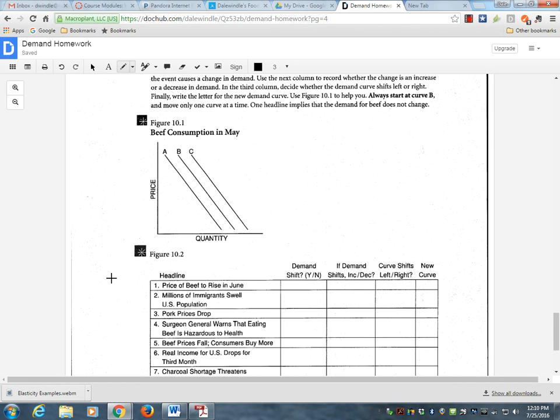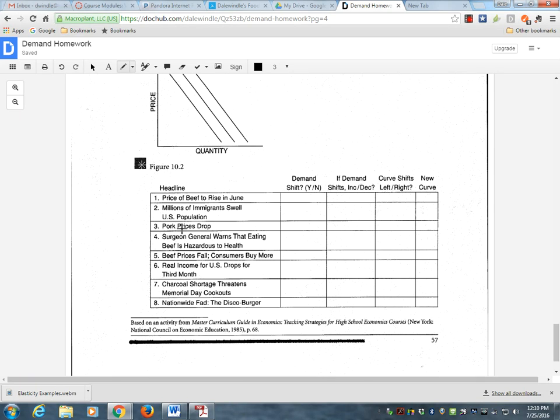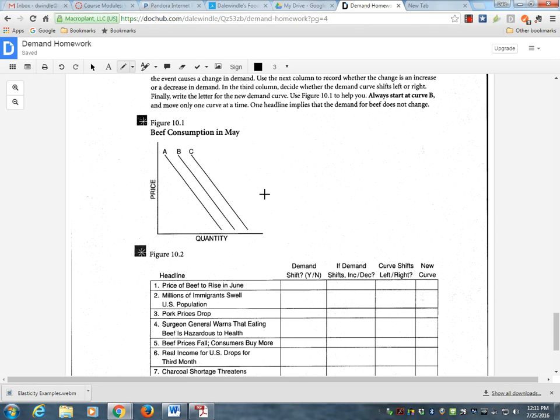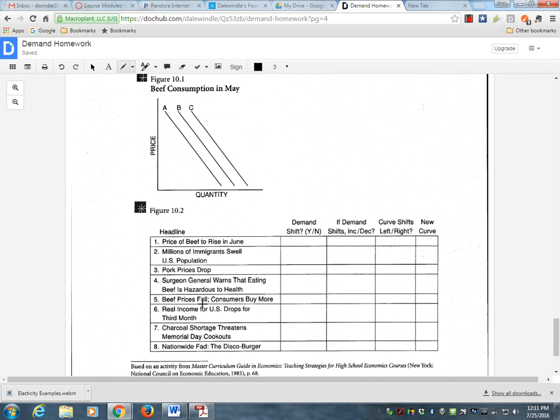Now finally, we've got beef in May. That's what we're talking about the market for here. And we got these headlines describing certain things that might or might not shift the demand curve for beef. Well, right away, what's not going to shift the demand curve for beef in May? The price of beef in May. Is that a choice? Yes. Five, beef prices fall, consumers buy more. Is that a demand curve shift? Yes or no? It's no. All right. I will tell you every other one is yes.